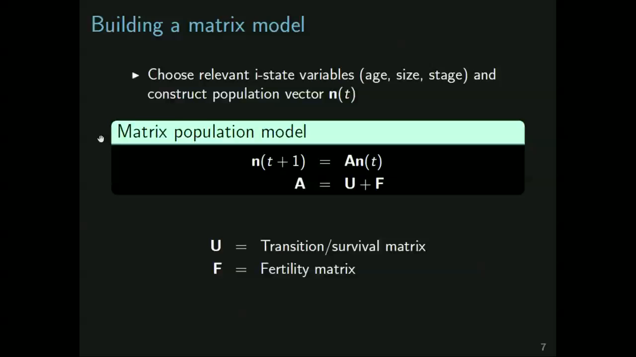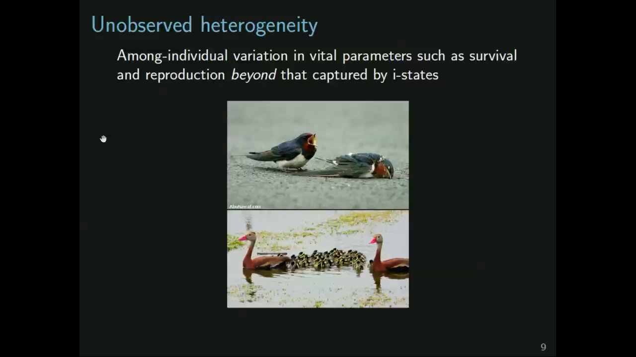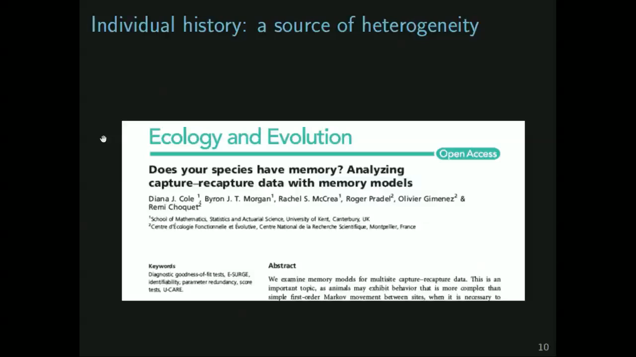And so again, the default assumption here is that all the relevant information about an individual's history is captured by these i-state variables. But of course, there's always some variation left in vital parameters beyond that which is captured by the states that we've chosen. This is often referred to as heterogeneity or unobserved heterogeneity. And so history, individual history, is just another source of this kind of heterogeneity.